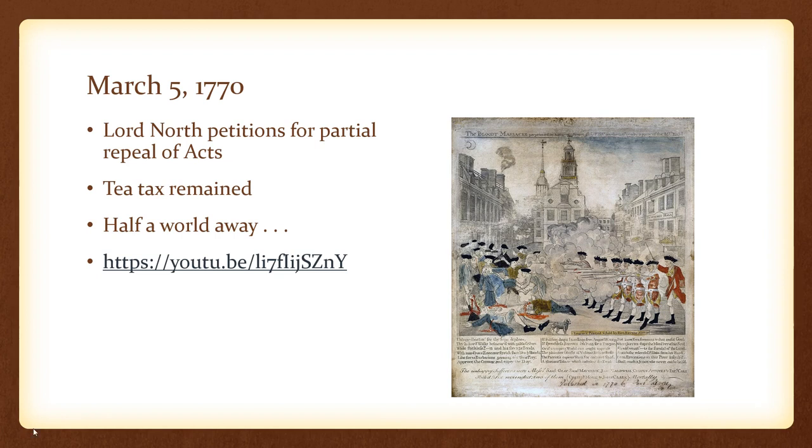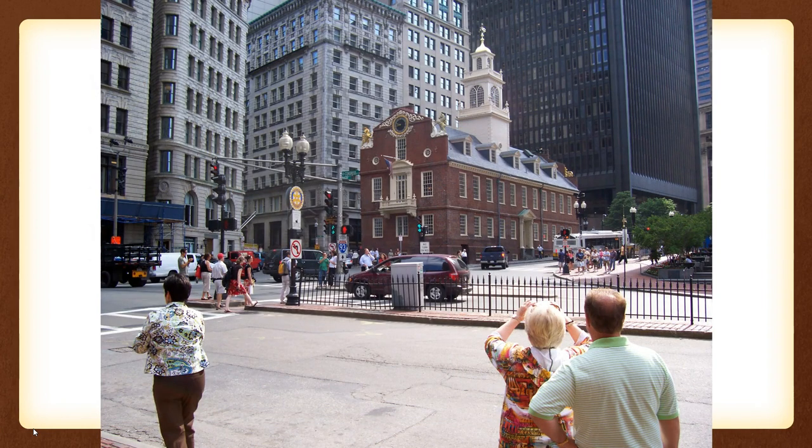And if you want to see a video of the events, a very good recreation of the events done in Boston at the site of the massacre, I encourage you to follow that link, which will be in the PowerPoint as well that I'll post this afternoon. But this is the Boston Customs House. This is where anything imported through the Port of Boston is brought in to have its taxes assessed.